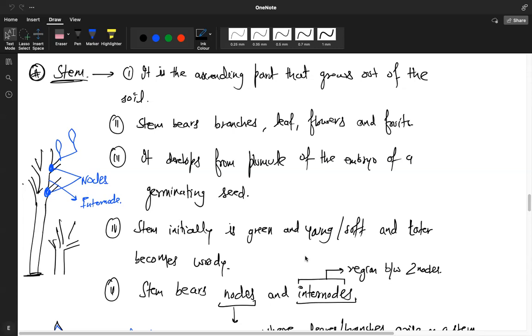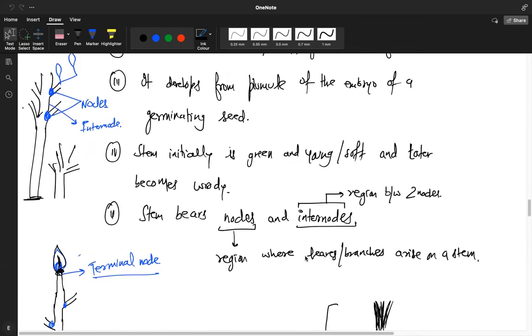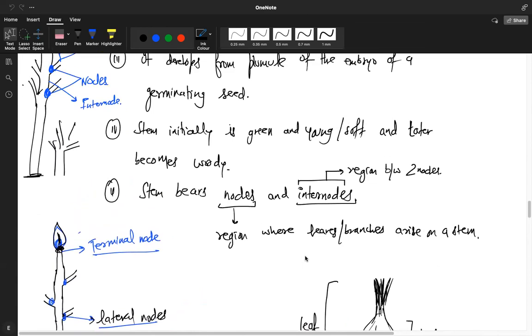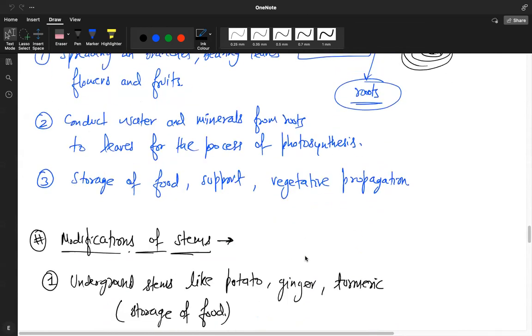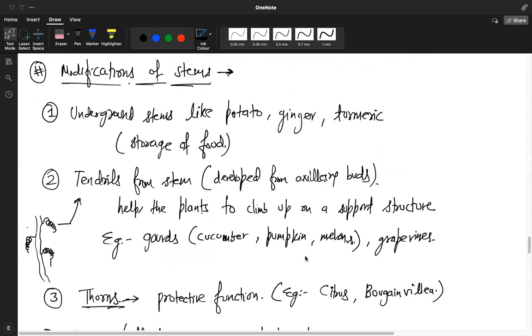Now, modification of a stem. Underground stems of potato, ginger, and turmeric are modified to store food. Tendrils are developed from axillary bud. Stem tendrils help the plant to climb up on a support structure, as in cucumbers, pumpkins, melons, grapes, etc. Axillary bud of stem may modify into woody, straight, and pointed thorns, as in citrus and bougainvillea. Plants of arid regions modify their stem to flattened form, which prevents loss of water. Example, Opuntia.